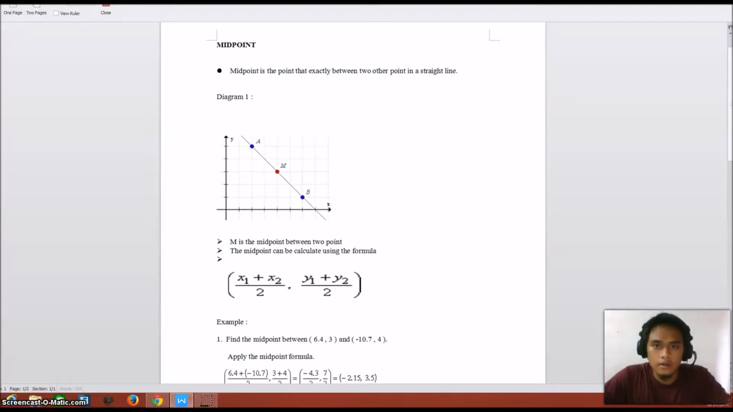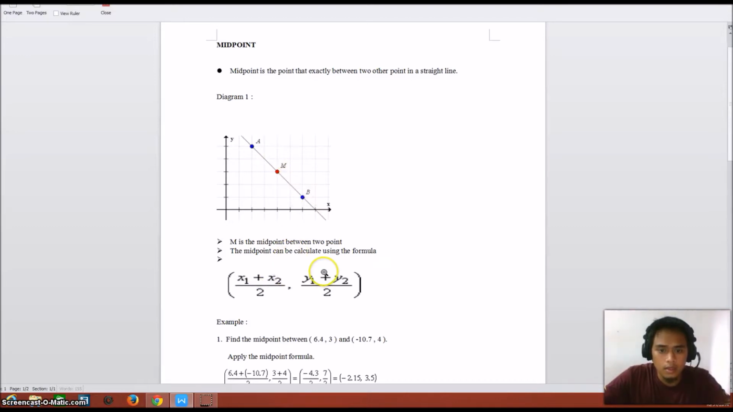Okay, Assalamualaikum. My name is Fikri, and today we will learn about the geometry subtopic that is midpoint. As you know, the midpoint is the point that is exactly between two other points on a straight line. Take a look at this diagram 1. This is a straight line, and this is point A, and this is point B. M is the midpoint between A and B.